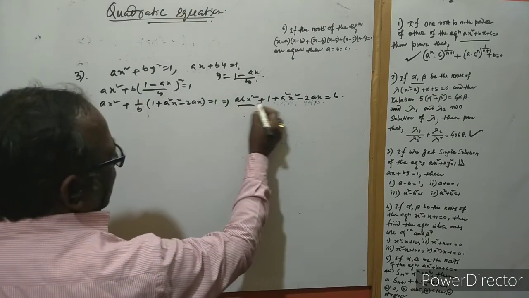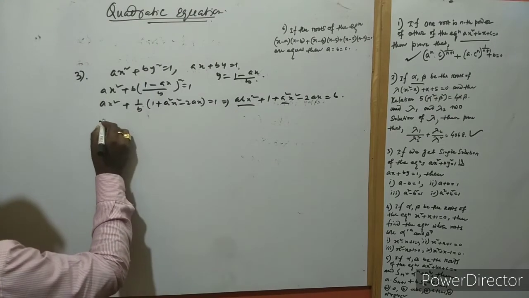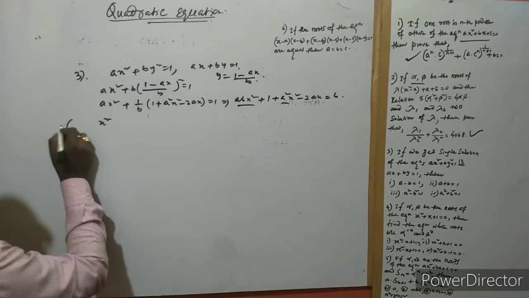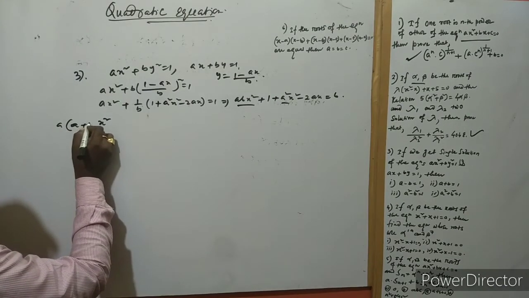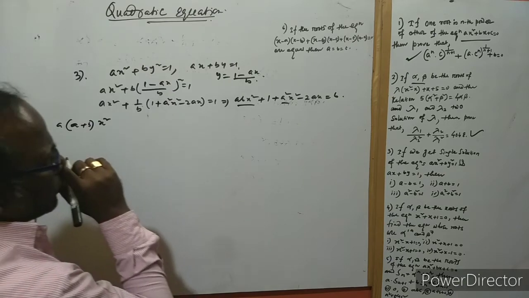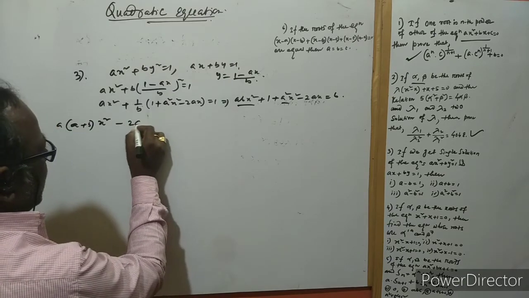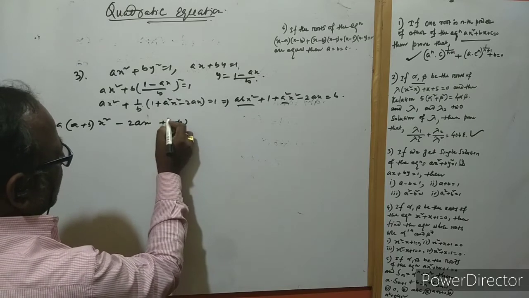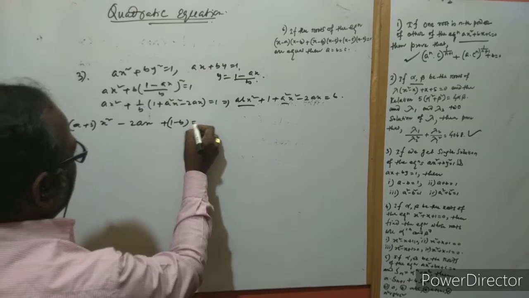Now take a common x square here. Okay, and another a common here, a. So this is a times (a plus b) x square, and minus twice ax. Another is 1 minus b here. Okay, and this is equal to 0.